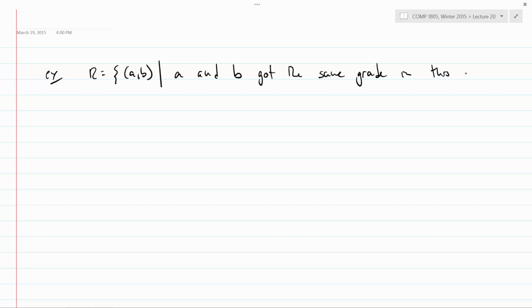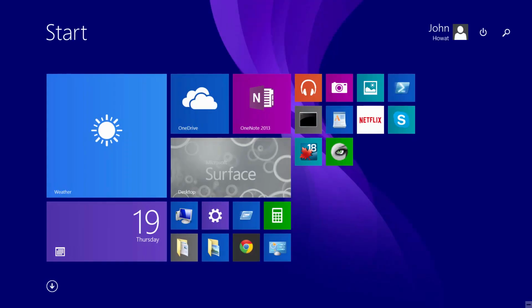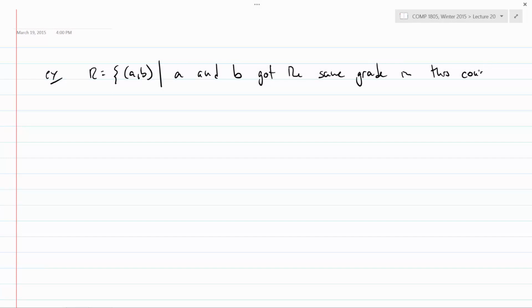I started this example last time. Let R be the relation (a, b) such that a and b got the same grade in this course. And we'll say that this relation R is over the set of students who are enrolled in this course.